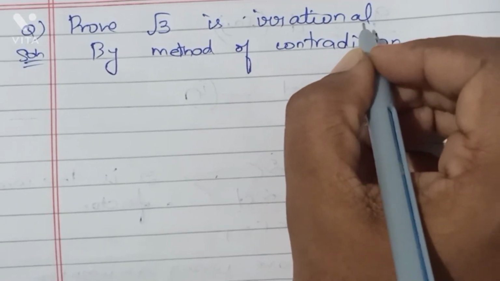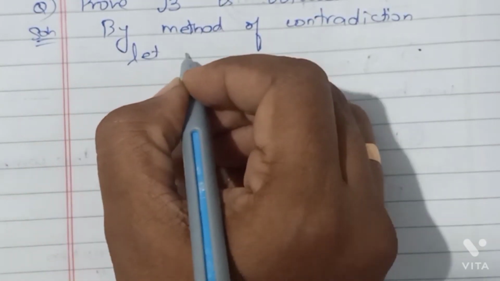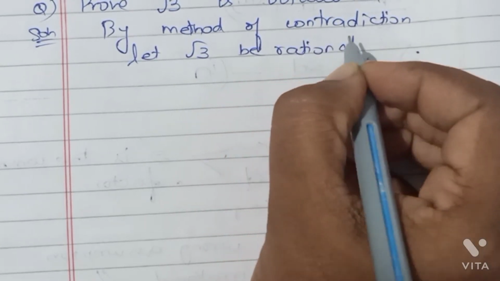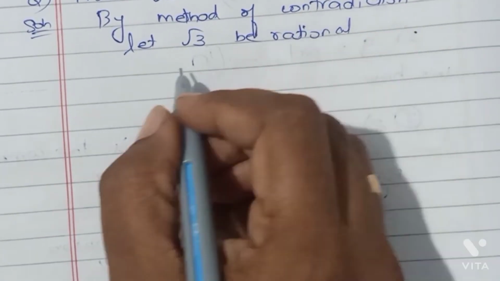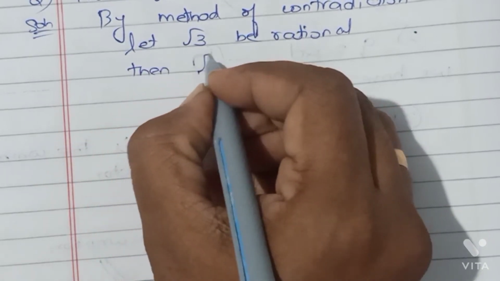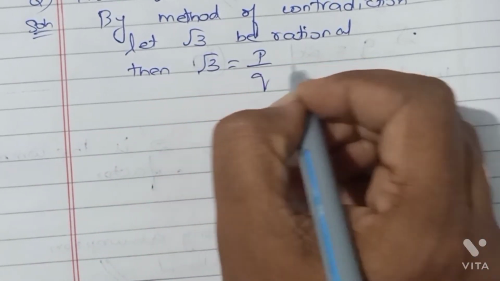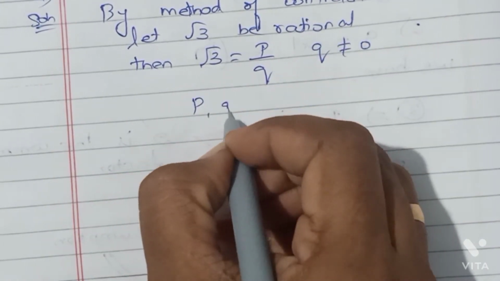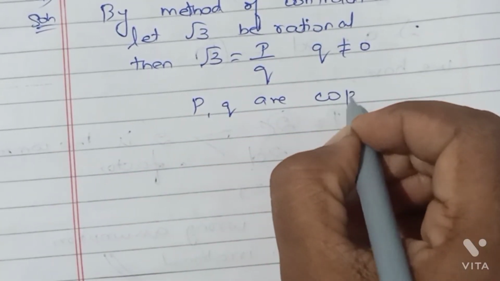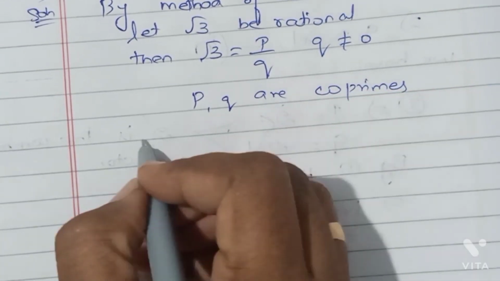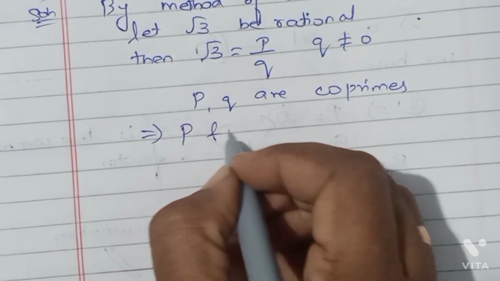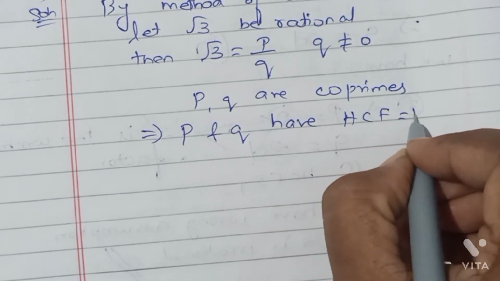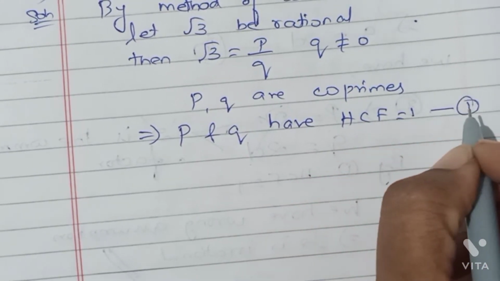By the method of contradiction, we are assuming that root 3 is rational. Then we can have root 3 is equal to p by q, where q is not equal to 0, and p and q are co-primes. So p and q have HCF as 1. Co-prime means their HCF is 1. Mark this as equation 1.